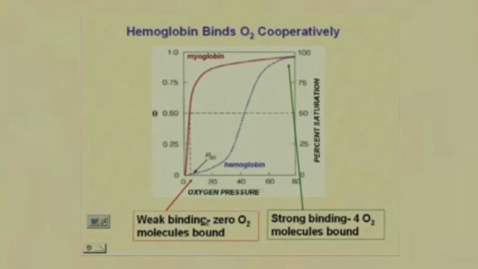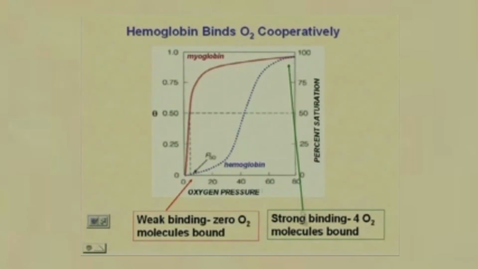So this is the P50 for hemoglobin. At low pressure it has low affinity. At high pressure it has high affinity, which is why it is this sigmoidal curve. Myoglobin has a lower P50. Why? Because it reaches 50% saturation faster, at a lower concentration of oxygen.